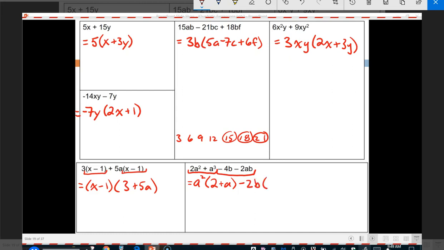So we ask ourselves, negative 2b times what gives me negative 4b? Well, that's positive 2. Negative 2b times what gives me negative 2ab? Well, that's positive a. Oh, and look, we have the same situation as the last question. So we now have another common factor, that's 2 plus a. And then it's going to be times a squared minus 2b. Alrighty.